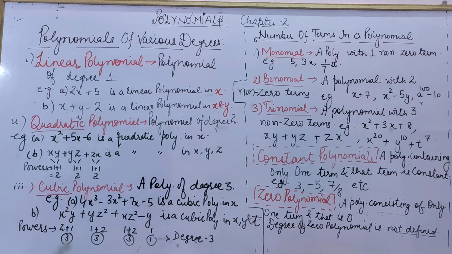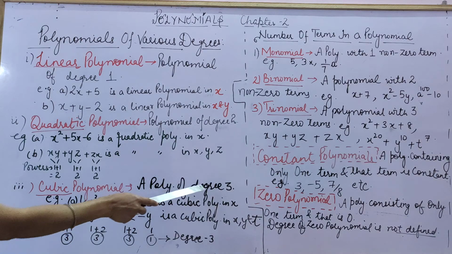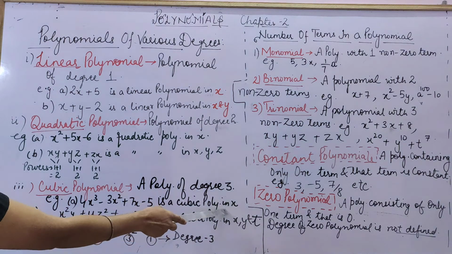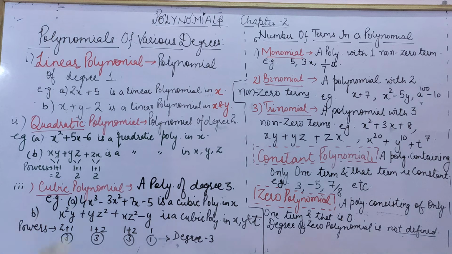Next comes the cubic polynomial. A polynomial whose degree is 3 is known as a cubic polynomial. Degree 3 means its highest power is 3. Look at this example: 4x cube minus 3x square plus 7x minus 5. Here the power of x is 3. Here the power of x is 2. Here the power of x is 1. So what is the highest power? Highest power is 3 and highest power is known as the degree. As its degree is 3, it's a cubic polynomial in one variable, x.